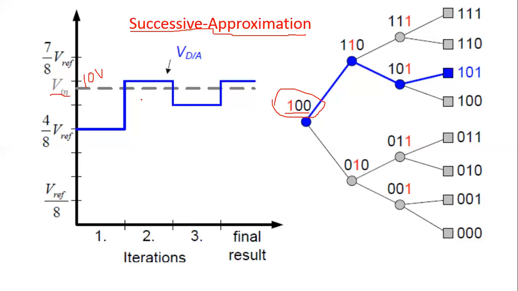If the dotted line is more, then whatever the MSB bit is, we keep it as it is, and the next bit will automatically be made 1. Now this 110 will be compared. This 11 will be compared with the dotted line. Now which is more? The blue line is more.